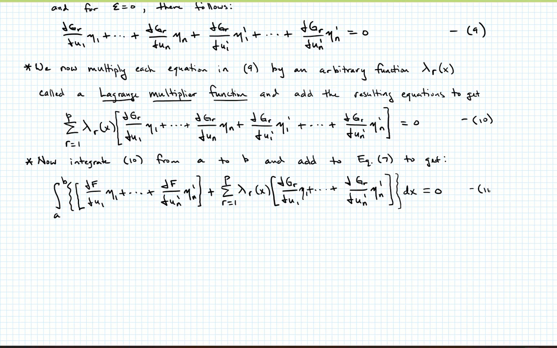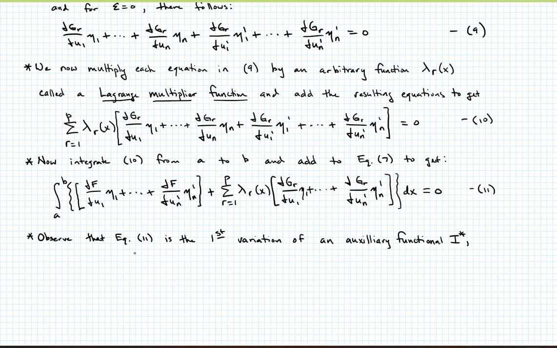Call that equation 11. What I want to observe is that equation 11 is the first variation of an auxiliary functional that we'll call I star, where I star looks as follows. It looks like the integral from a to b of some integrand f star, which is a function of x, uk, and uk prime, dx. Let's call that equation 12.